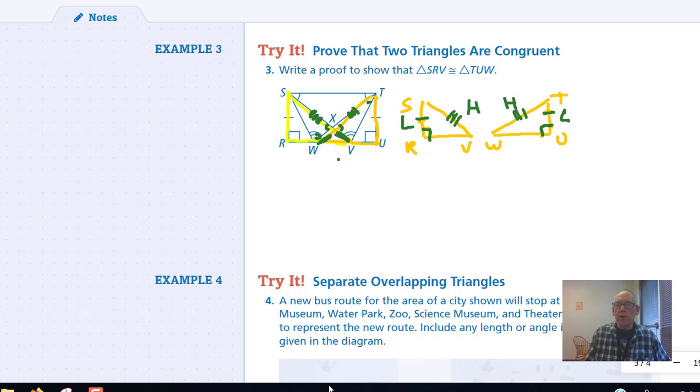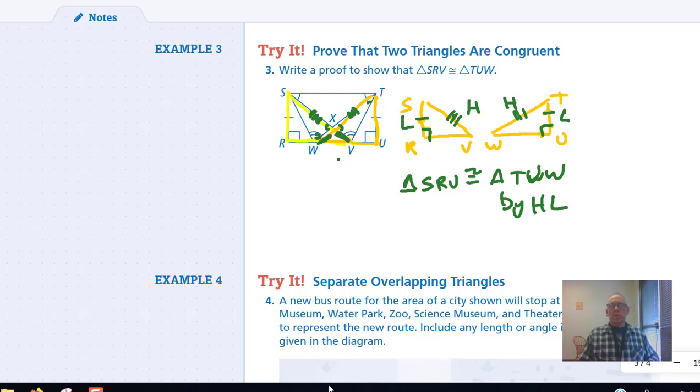So the two triangles are congruent by hypotenuse leg. So we just say triangle SRV is congruent to triangle TUW by hypotenuse leg. Notice that to do this, there are some parts missing to get the HL pattern in, or to get the H in there. And so I had to look at the hypotenuse, and with isosceles triangle, that let me get these two pieces with this big isosceles triangle up here.